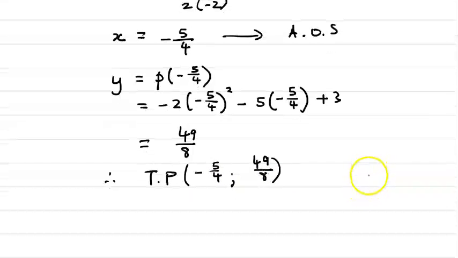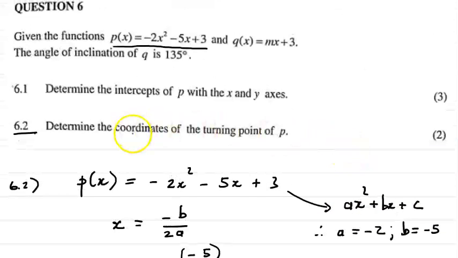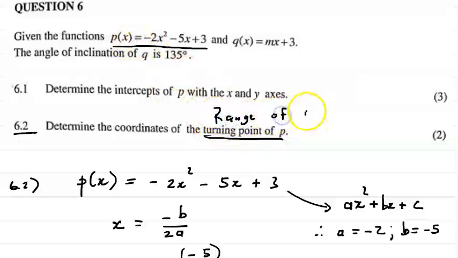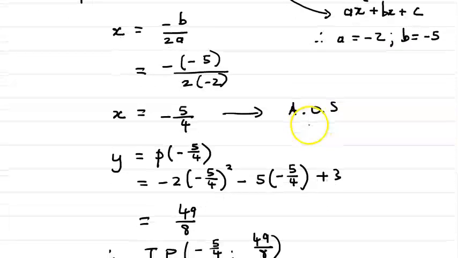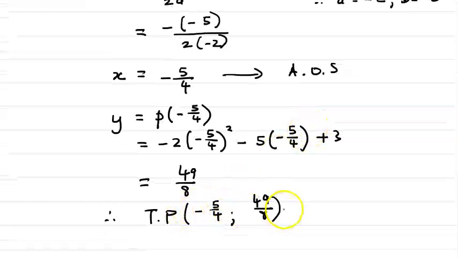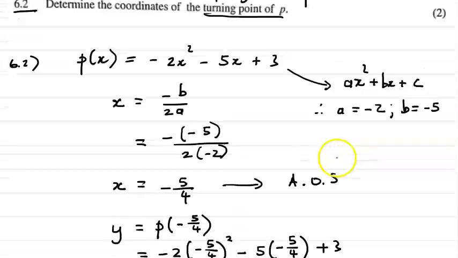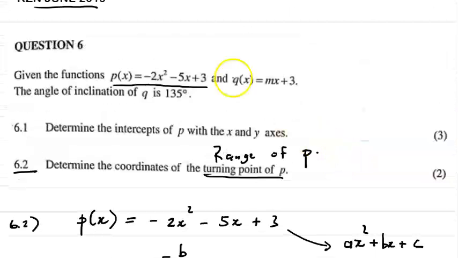Now, they could have asked us a question indirectly to find the turning point as follows. Instead of saying determine the coordinates of P, they could have said determine the range of P. Now, if they're saying determine the range of P, we are still required to find the coordinates of our turning point. And one thing that we have to remember before finding the range is that in this particular function, a is less than 0.